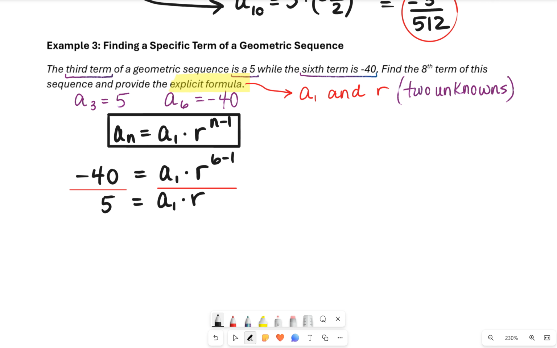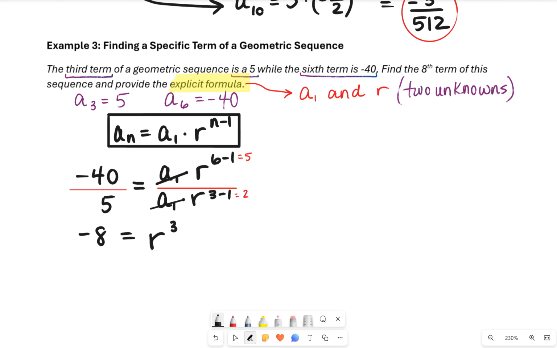All right, and let me put 3, 1 as 1. So I'm putting these division signs because if I divide on one side and I just merge this equal into an equal sign, the negative 40 over the 5 is going to become a negative 8. The A sub 1 is going to end up canceling, right? And now you have R to the 5th over R to the 2nd, because 6 minus 1 is 5, right? And 3 minus 1 is 2. And R to the 5 over R to the 2nd is R to the 3rd power.